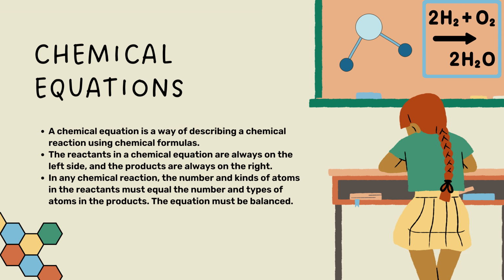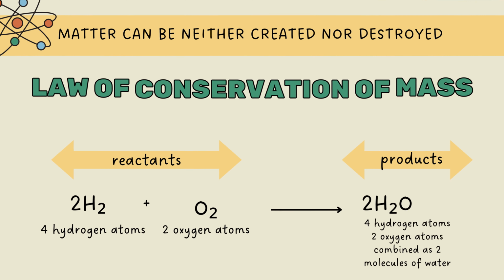Now let's learn chemical equations. A chemical equation is a way of describing a chemical reaction using chemical formulas. The reactants in a chemical equation are always on the left side, and the products are always on the right. In any chemical reaction, the number and kinds of atoms in the reactants must equal the number and types of atoms in the products. The equation must be balanced.